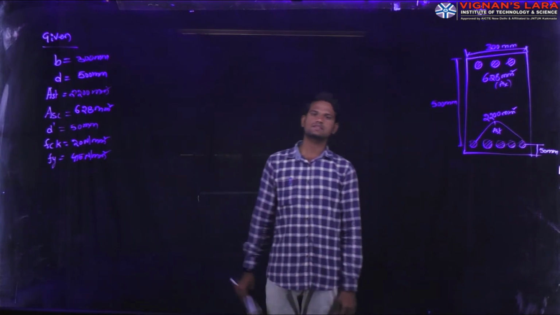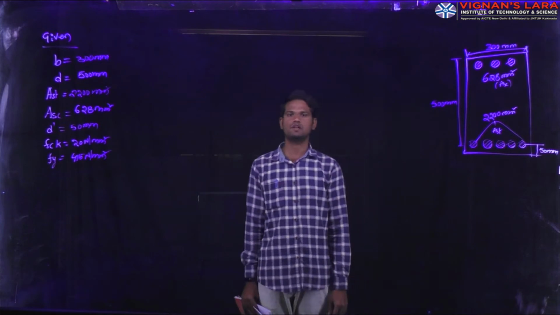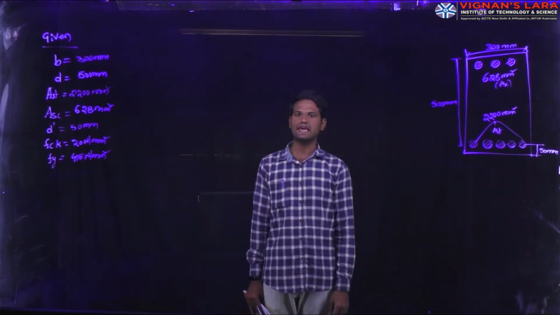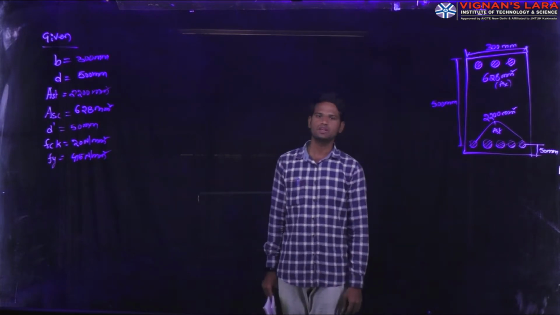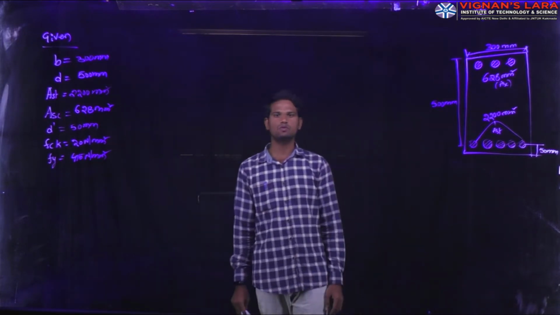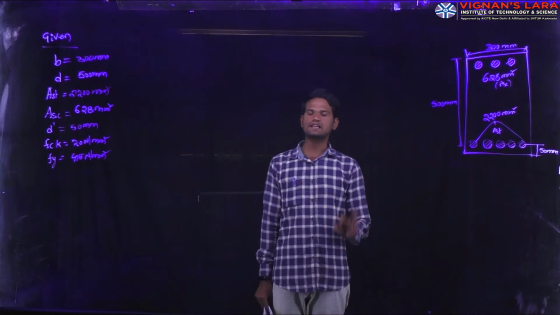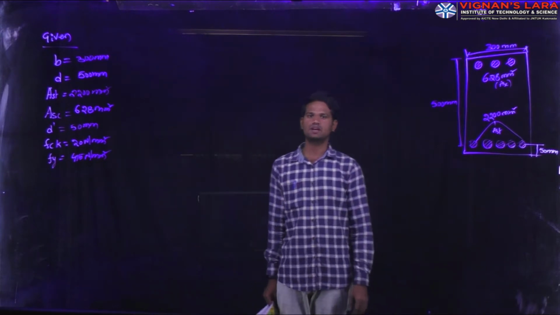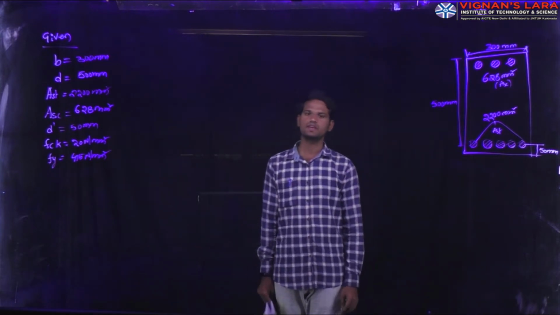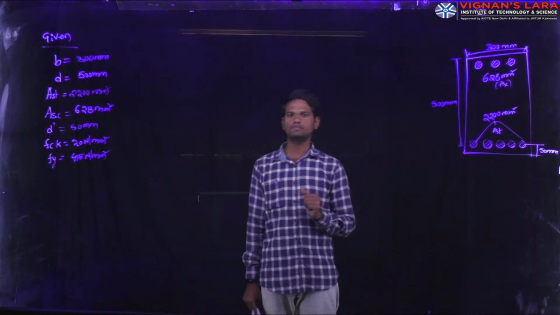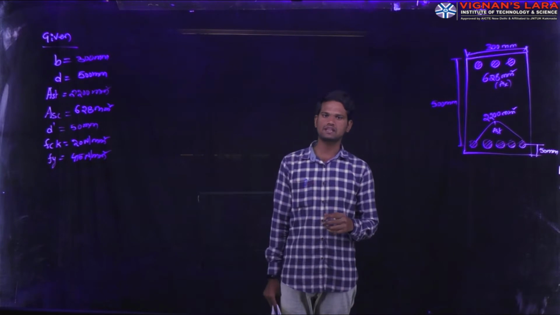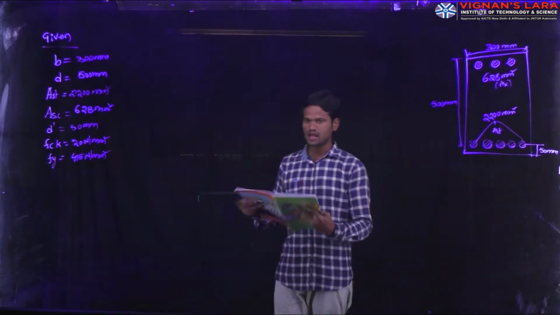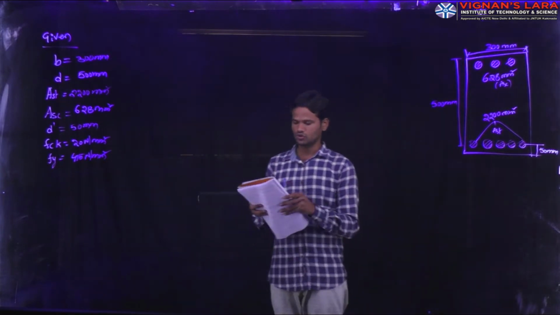In last class, we solved one problem on analysis of a doubly reinforced beam. In today's class, we will see one more problem, calculation of moment of resistance for the doubly reinforced beam. Here first I will read the problem. After that we will solve the problem based on the different analysis steps. I am reading the problem slowly.